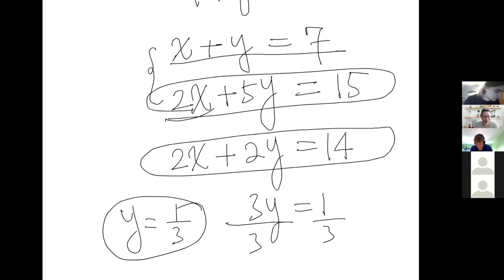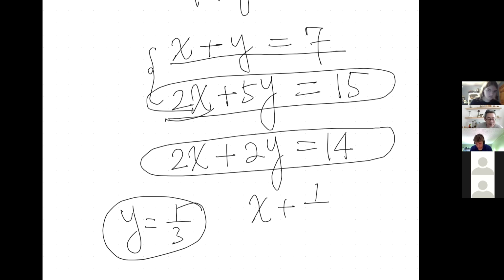Okay, so once we got y equal to 1/3, then we just plug it in to the top one. So that becomes x plus 1/3 equals 7. Well, that's a simple linear equation, and we know how to do that.